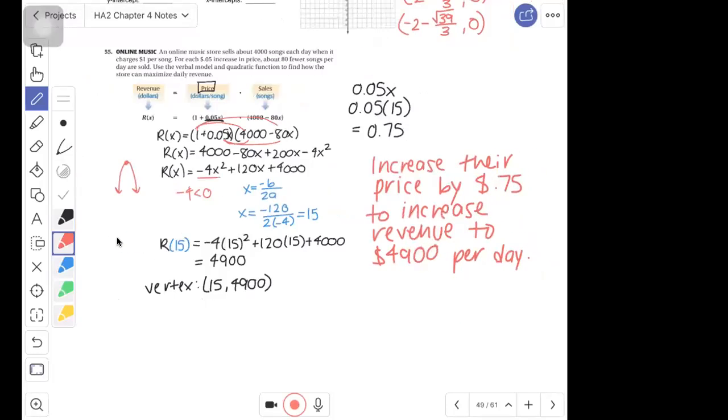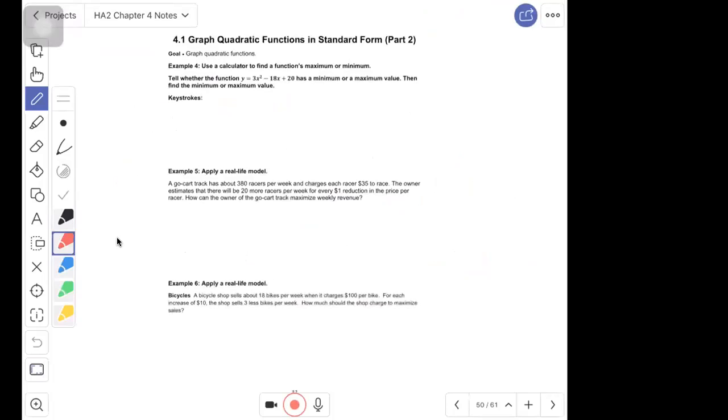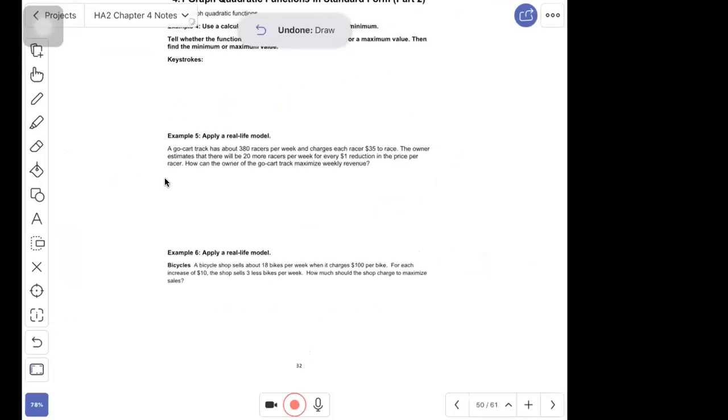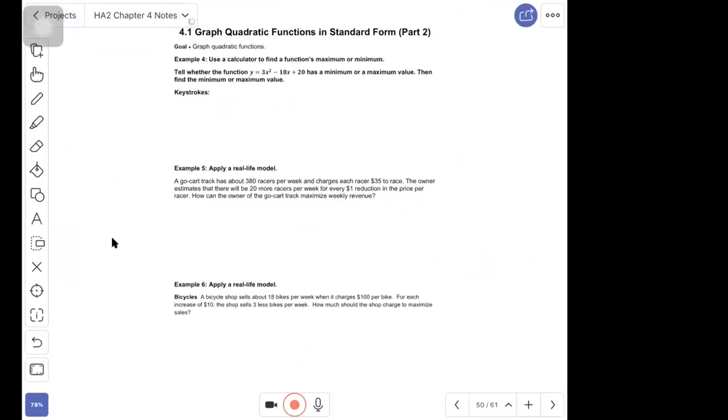All right, if there's no questions, then we are going to continue onto notes and just look at 2 more real life application problems. So head over to page 32 of your notes right after where we ended yesterday. We're going to skip finding the max and min on our calculator for right now. We will look at that later. We're going to go to example 5.